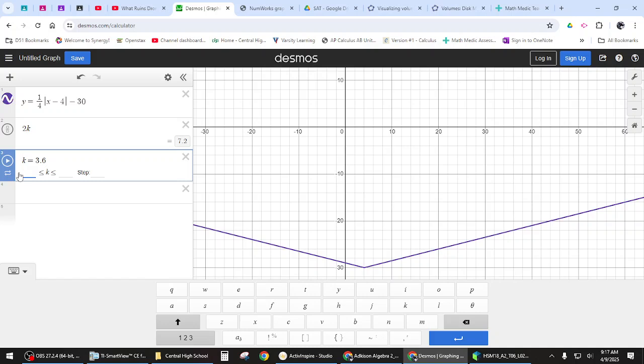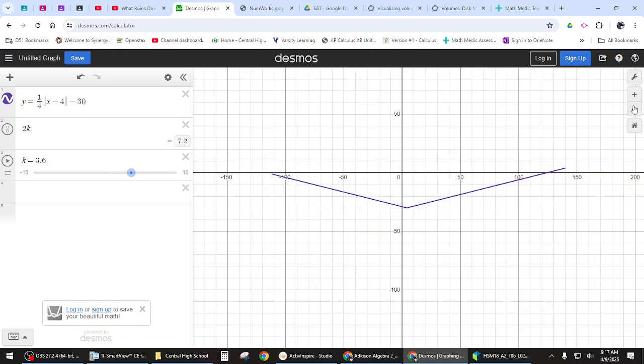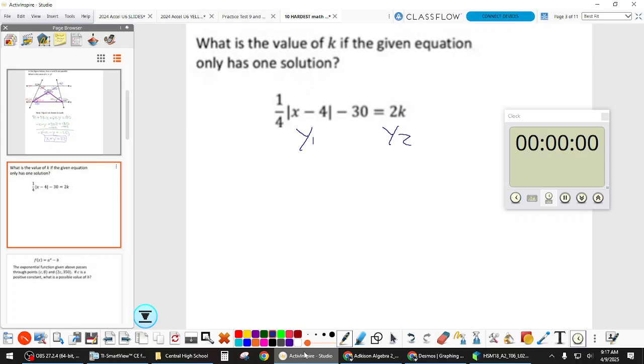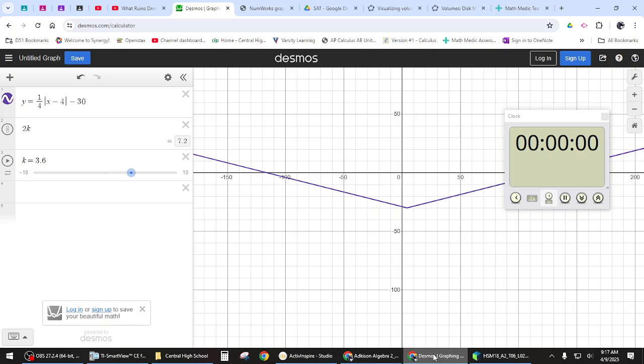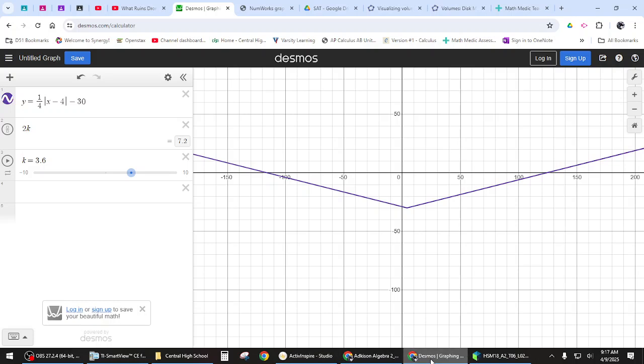You can change where it goes. Right now it's defaulting -10 to 10. So let's zoom this out a little. So what are we looking for? Go back to the question. What's the value of k if this only has one solution? In other words, it can only cross once. Okay, well I'm sliding k around and I haven't seen it, why is it not graphing k? Because we're in the hundreds. Oh, it's because I don't have a y equals k.